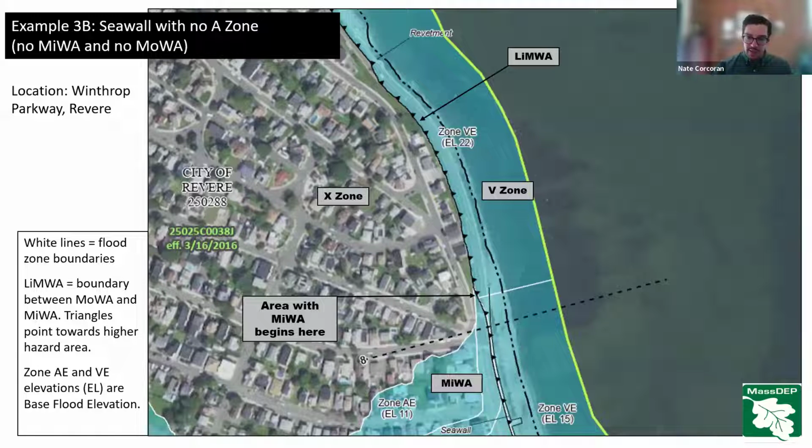But as you can see on the southern portion, there is the MIWA. Again, there's no MOA in this area, but the V zone transitions from V zone to MIWA, and it's separated by that LIMWA line. Next slide.